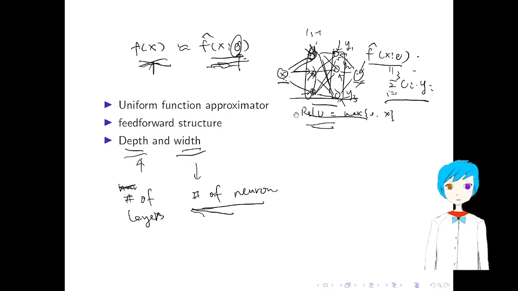The number of layers is called the depth, and the number of neurons in each layer is called the width. Depth and width are crucial parts of the neural network because they determine the representation ability of the neural network.